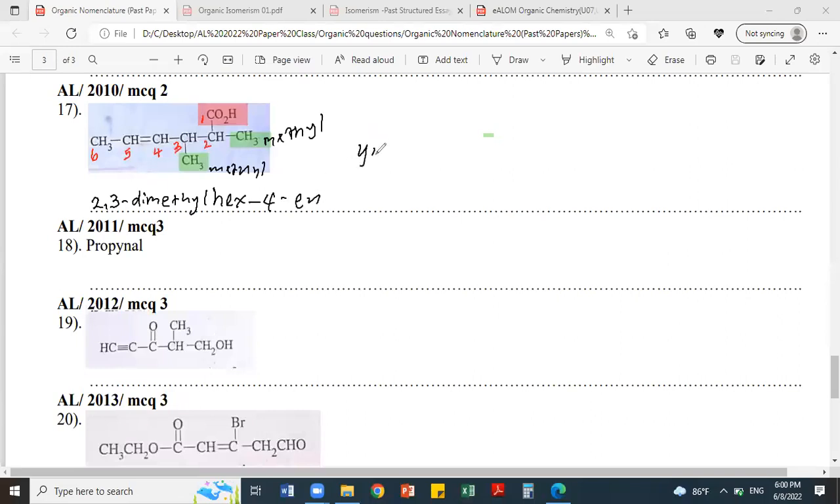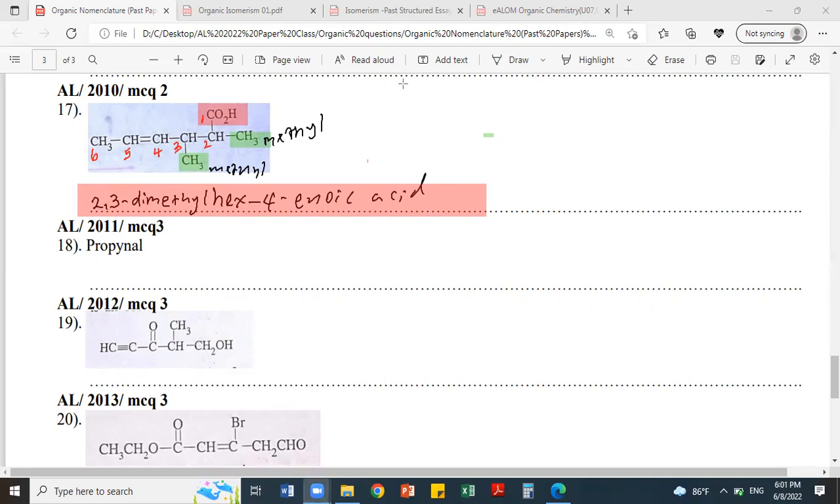If it is a triple bond, yne. If it is a double bond, ene, 3-ene, and it's oic acid, 3-enoic acid. 3-enoic space acid, right? So we did a similar one before also. You can see the similar structures, they slightly change, and because anyway the functional group they can't change, any of them should belong to that priority list given in the resource book.